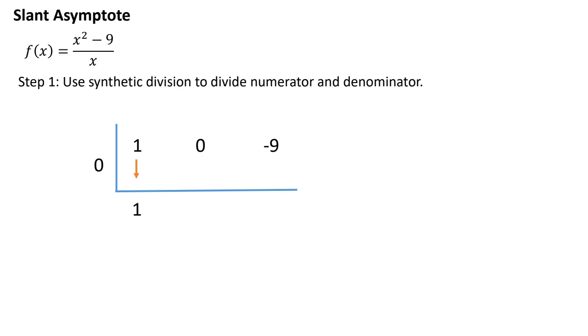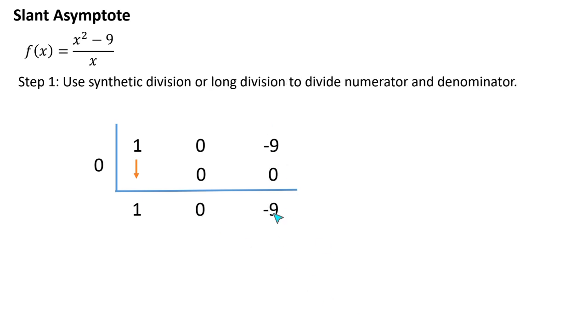And if we proceed, we bring down the 1. 1 times 0 is 0. 0 plus 0 is 0. 0 times 0 is 0. And then we get -9.